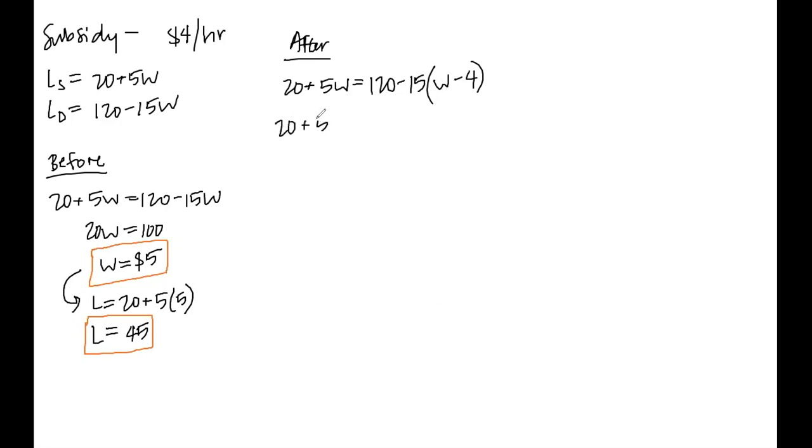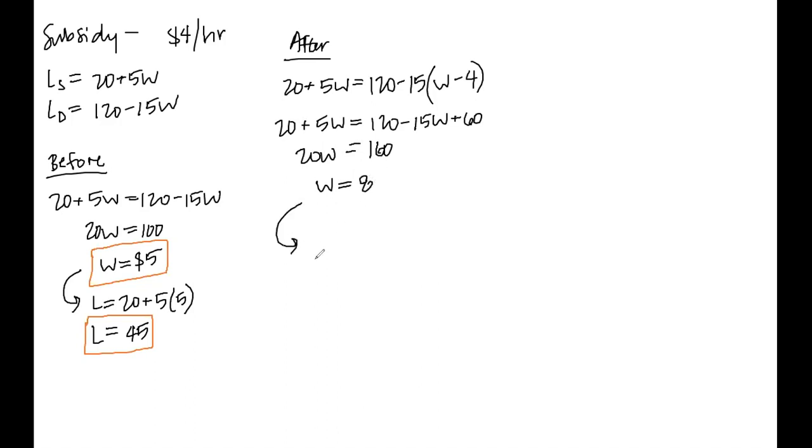So 20 plus 5W equals 120 minus 15W. And then distributing the negative, we have plus 60. Combining like terms, we have 120 plus 60, which is 180 on the right. Subtracting 20 from both sides, we then get 160 on the right. And then adding 15W to both sides, we get 20W on the left. Dividing each side by 20, we get a new equilibrium wage of $8.